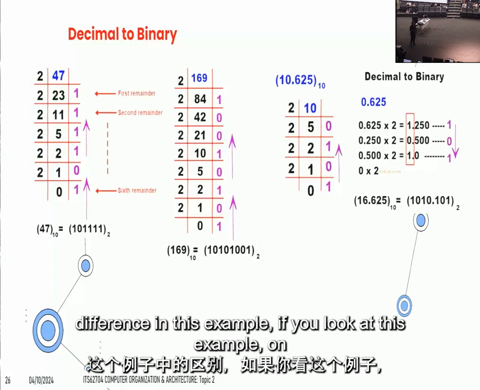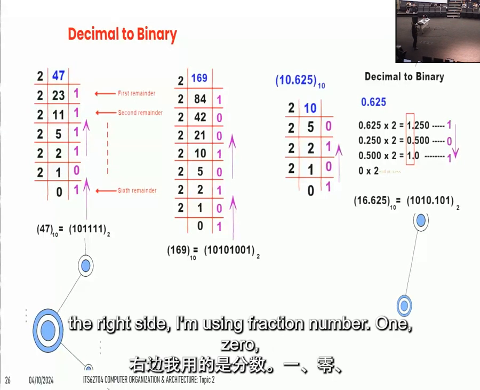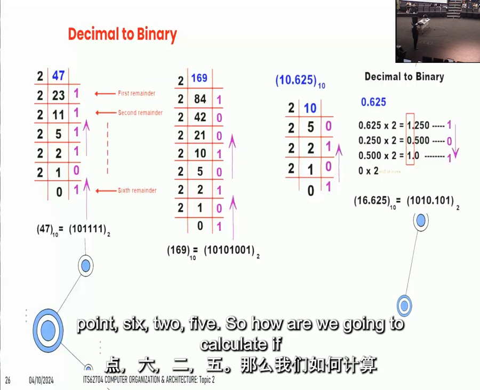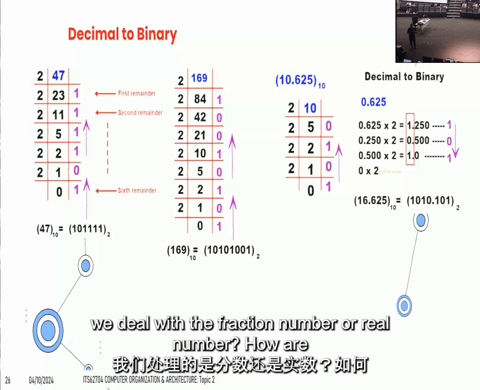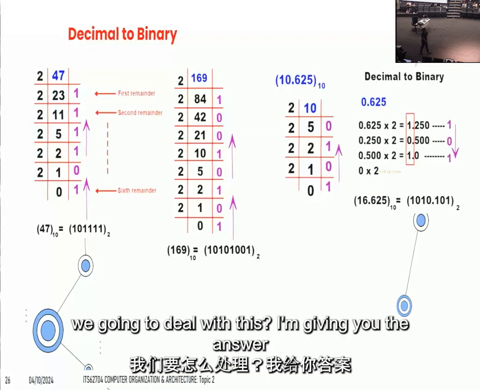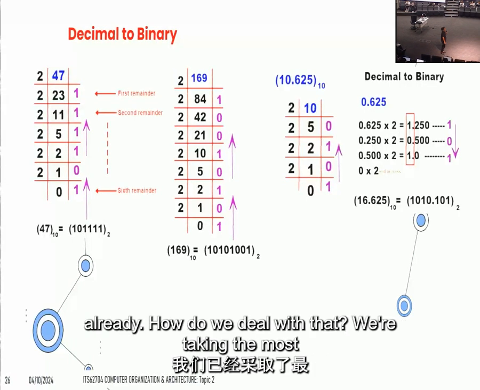But the difference in this example, on the right side, I'm using a fraction number, 10.625. So how are we going to calculate if we deal with the fraction number or real number? How are we going to deal with this? There, I'm giving you the answer already.